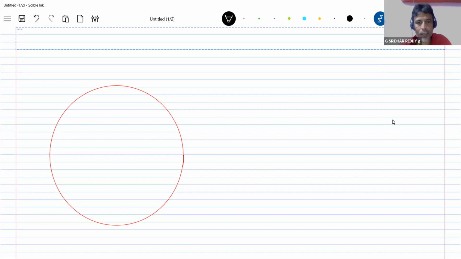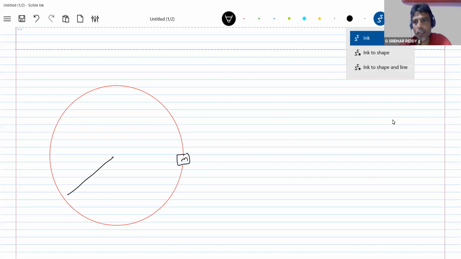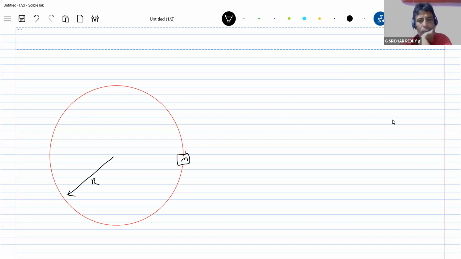Let's take a particle of mass m, and let it move in a circular path with a constant velocity. Tell me what are the forces that will be acting.